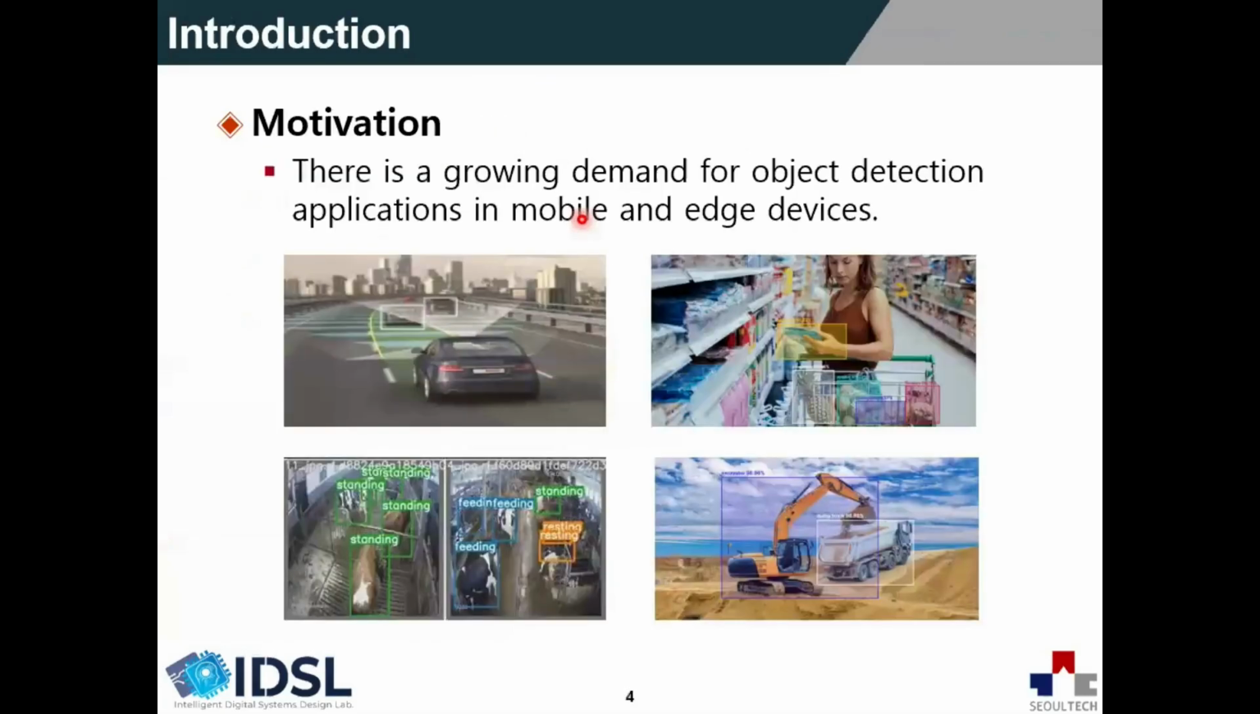The first is about motivation. There is a growing demand for object detection applications in mobile and edge devices. So as you can see, automobile driving, product counting in markets, farm surveillance systems, and construction site surveillance systems. So there is a broad variety of applications, so its demand is highly important.